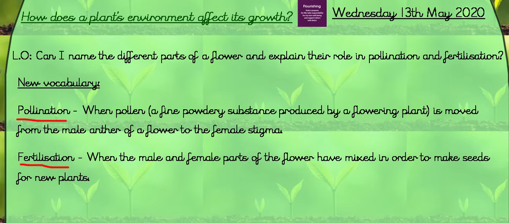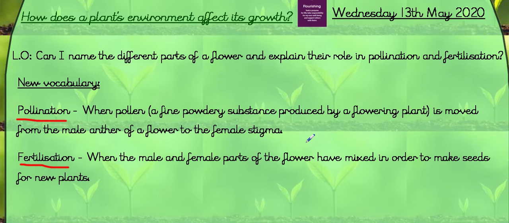So when pollen, that's often a yellow substance that you find on flowers, when pollen, a fine powdery substance produced by a flowering plant, is moved from the male anther, so we looked at what that was yesterday, of a flower, to the female stigma. Okay, so that's pollination, and we'll look at and explain how insects do this, but it's not just insects that do it, actually birds and bats can also pollinate plants, and they're called pollinators, but lots of insects particularly do this.